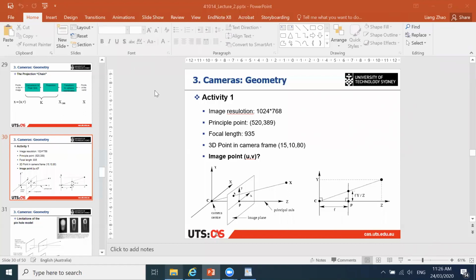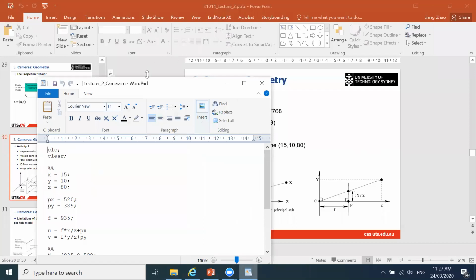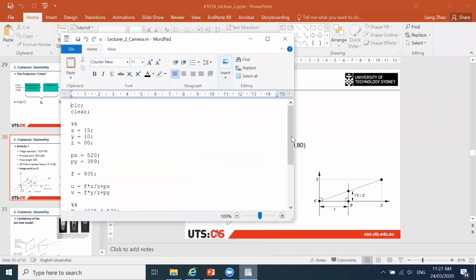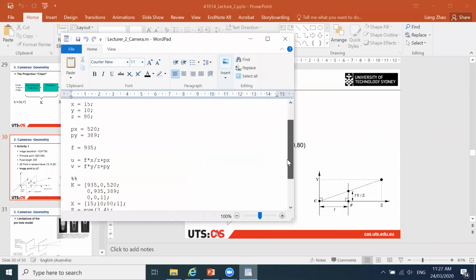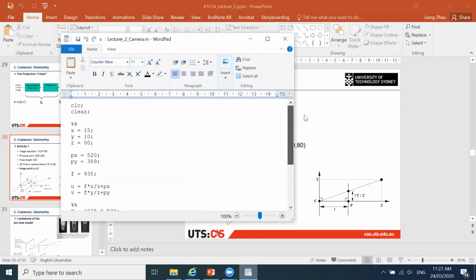All right, can I have your answer, please? Or do you need more time? I think most of you will know how to do it, right? So let's try to do it together. The MATLAB on my laptop is a campus license, so I can't open that, so I show the code. This code is what I put on UTS Online, so you can have a look.